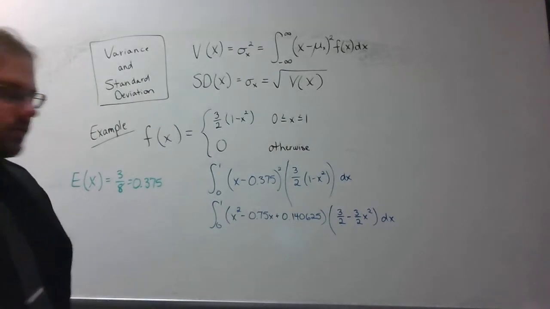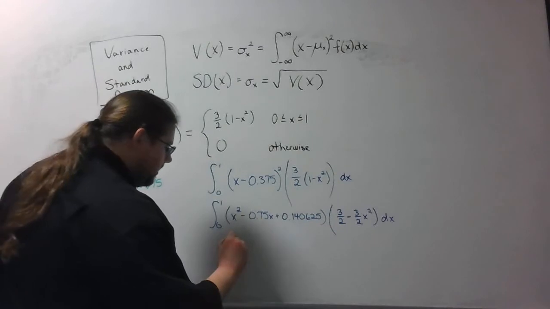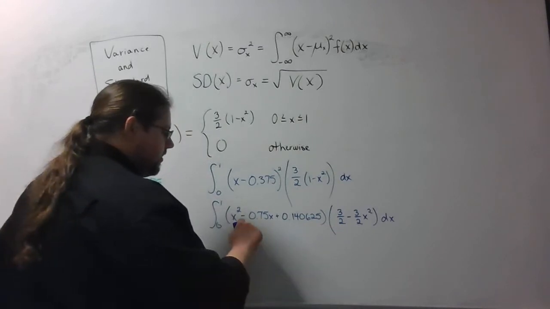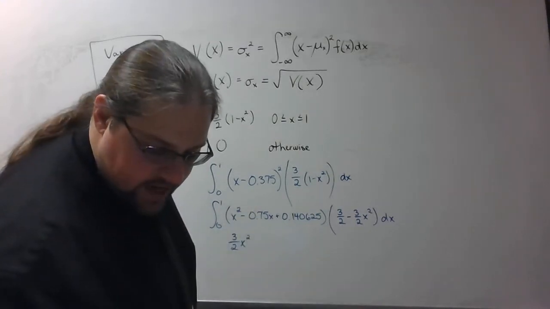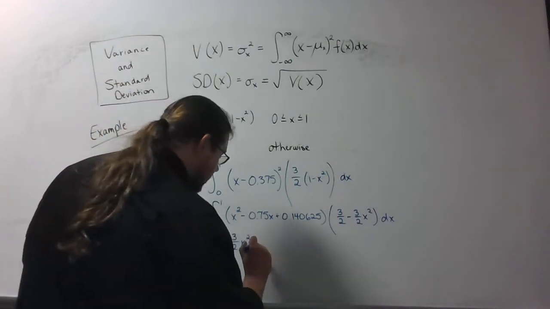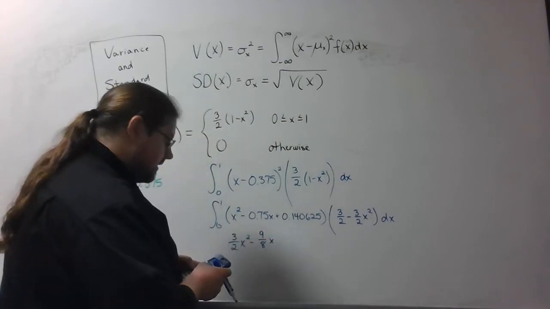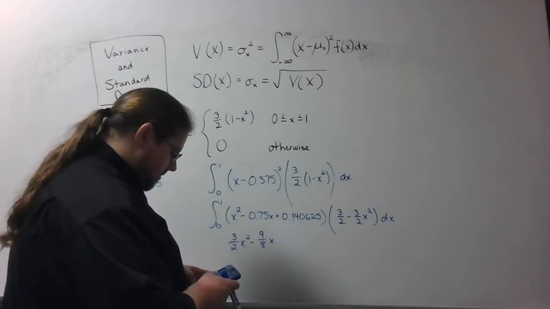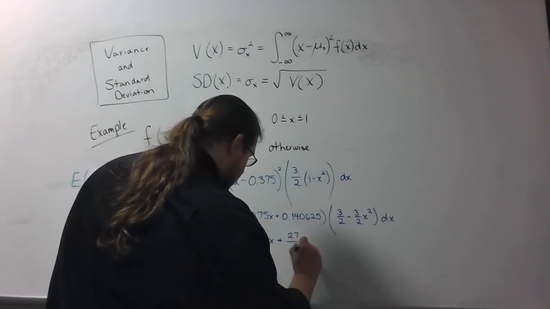All right, you ready? Here we go. So I'm going to do all of this multiplied together. So I'm going to end up doing 3/2 x squared. I'm also going to do that times 3/2, 0.75 times 3 over 2 gives me 9 over 8. So minus 9 over 8x. Then I'm going to do that, 3 over 2 times, that was 9 over 64. I remember that. It's in my head. 9 over 64 gives me plus 27 over 128.